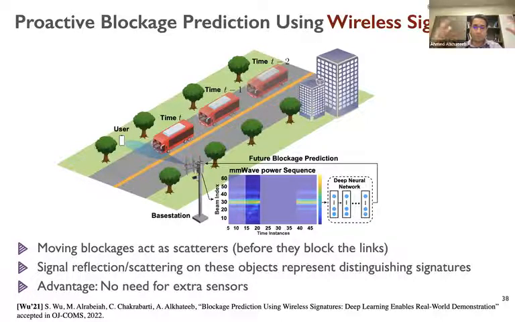So just look at the beam versus time power map, and then we ask, is there a beam? Is there a specific pattern, maybe a scattering pattern from this approaching blockage, that would indicate that a blockage would happen in the next 100 milliseconds? And if we can do that, then that's great. These are in-band sensors that wouldn't even need other sensors.